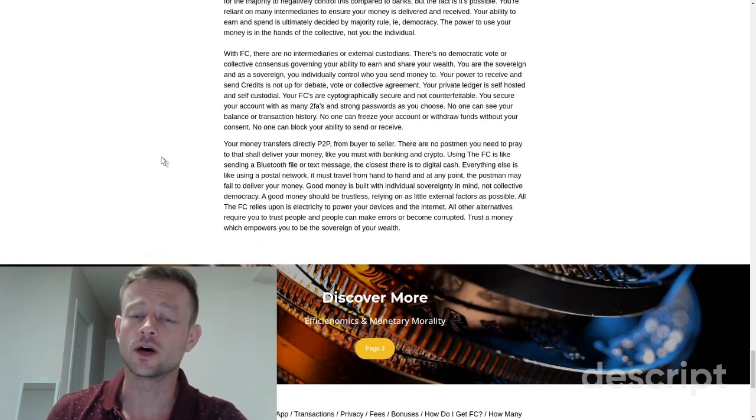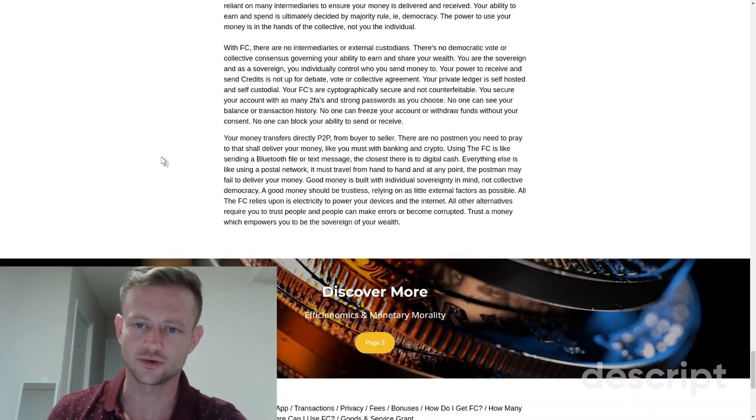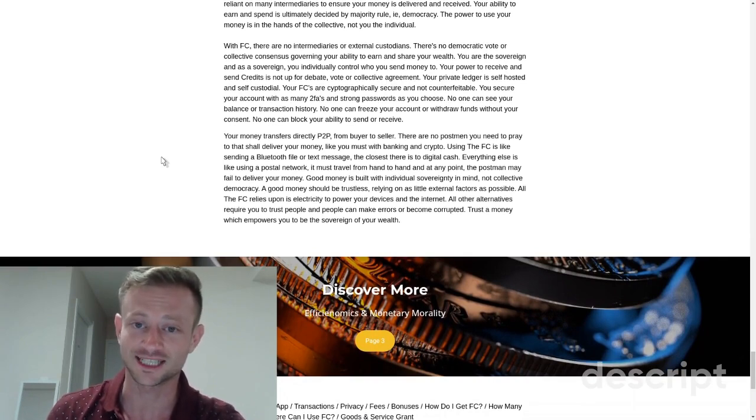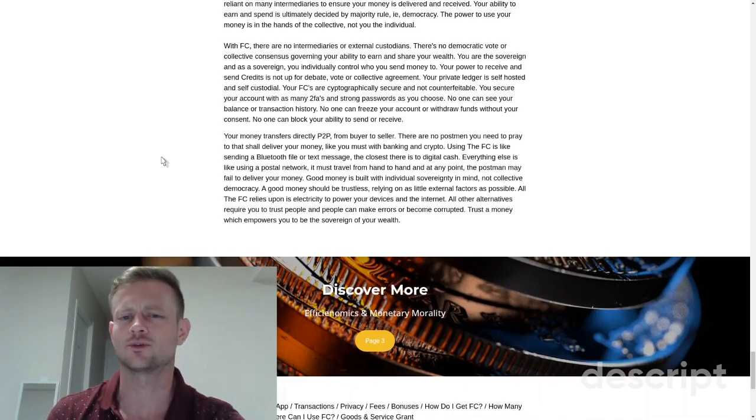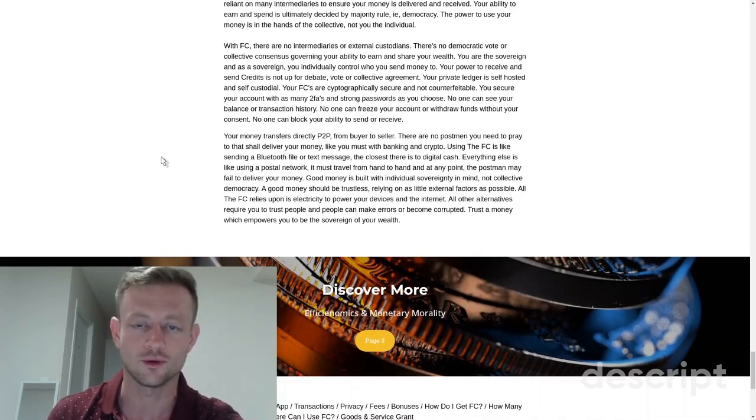With Freedom Credit, there are no intermediaries or external custodians. There's no democratic vote or collective consensus governing your ability to earn and share your wealth. You are the sovereign, and as a sovereign, you individually control who you send money to. Your power to receive and send credits is not up for debate, vote, or collective agreement. Your private ledger is self-hosted and self-custodial. Your Freedom Credits are cryptographically secure and not counterfeitable.